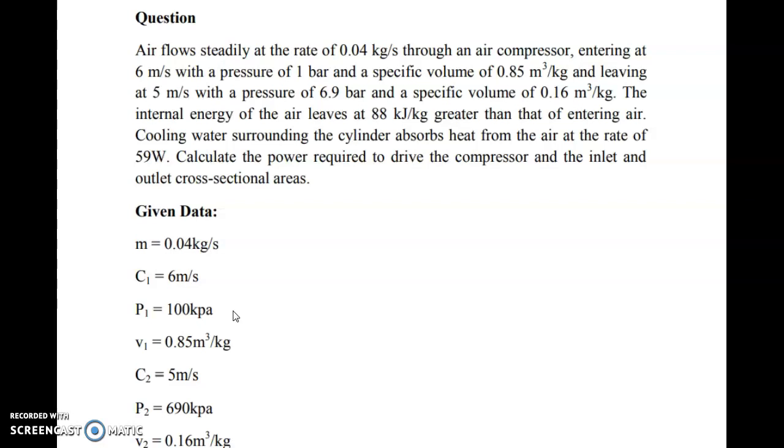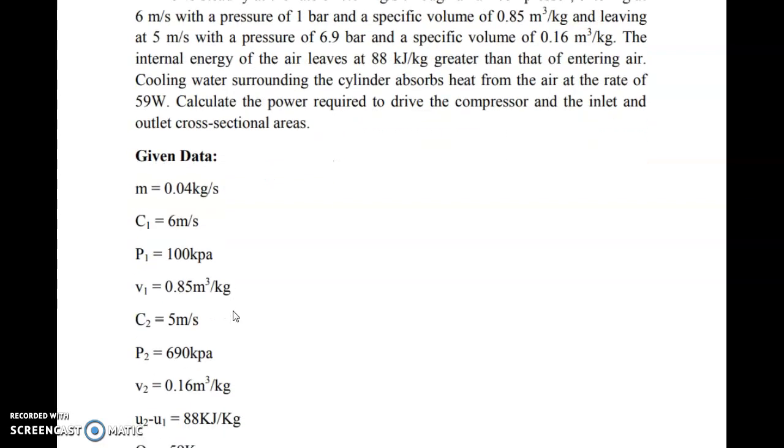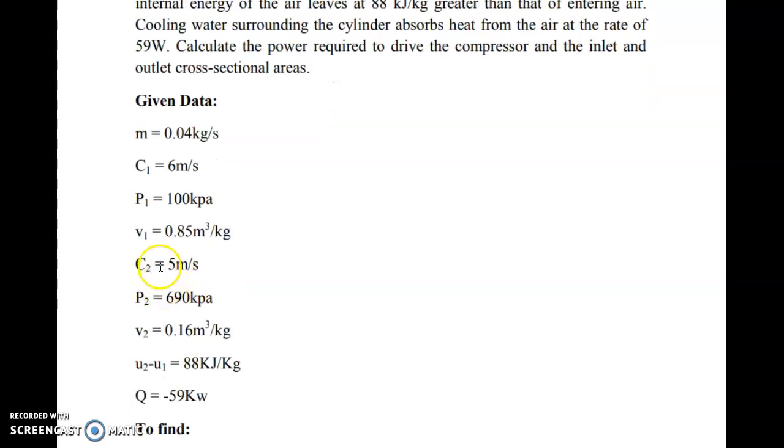Inlet velocity of air is 6 meter per second. Inlet pressure of air is 100 kilopascal. Specific volume of air at the inlet of the compressor is 0.85 meter cube per kg. Then at the compressor exit, after the compression process, the exit velocity of air is 5 meter per second. Exit pressure of air is 690 kilopascal. Exit specific volume of air is 0.16 meter cube per kg.